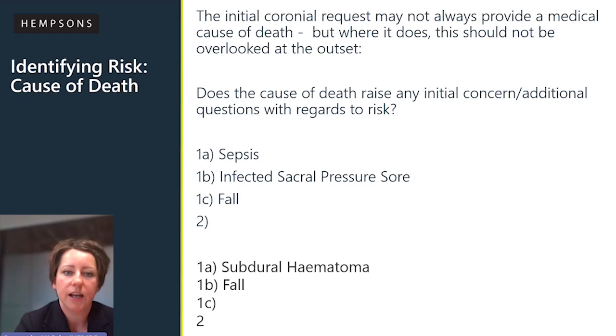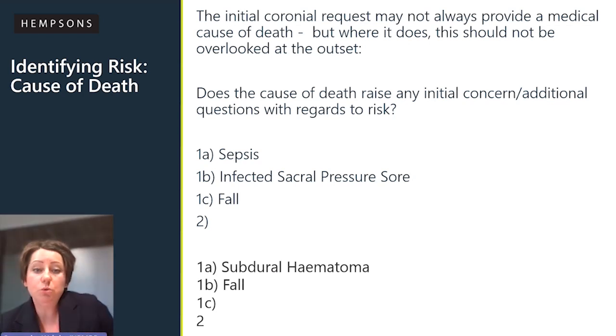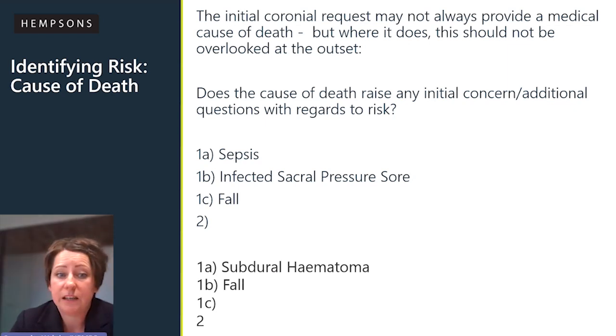Moving on then, sometimes the initial coronial request will say what the medical cause of death is. It won't always be the case. It might be there's a post-mortem taking place and we don't actually quite know at that point what the cause of death is. So it's quite usual from the start of an inquest, certainly, for there not to be a decision on the cause of death at that point, and we're waiting for the pathologist to complete the post-mortem and take a view.